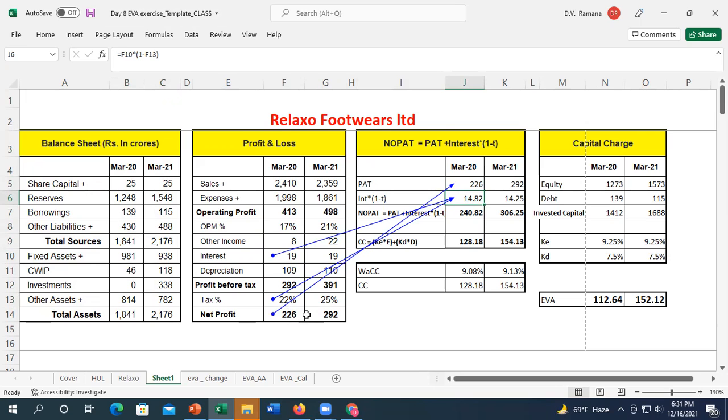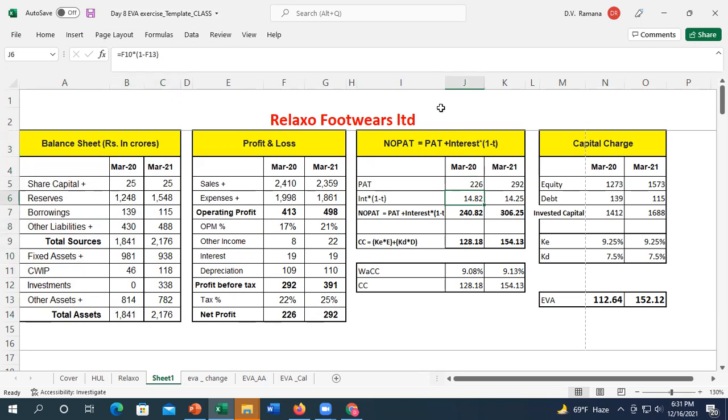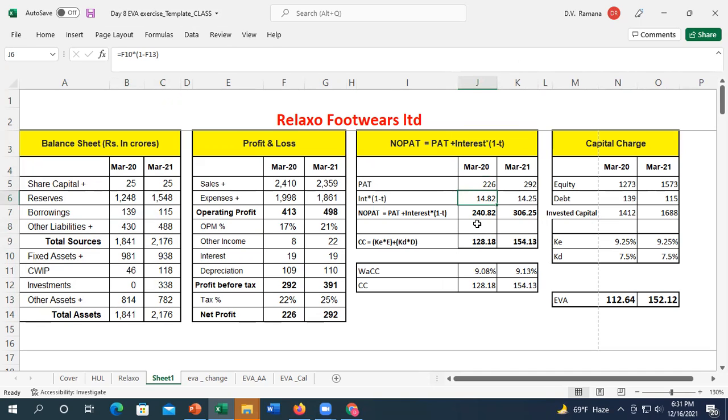They have already given the tax rate. So NOPAT is 240 crore. And in March 21, the NOPAT increased to 306.